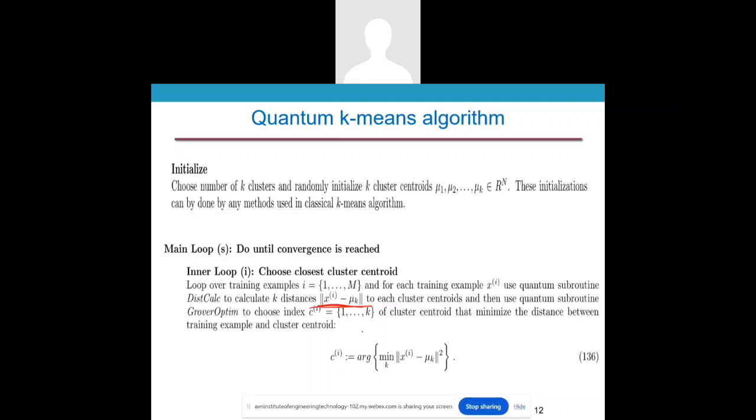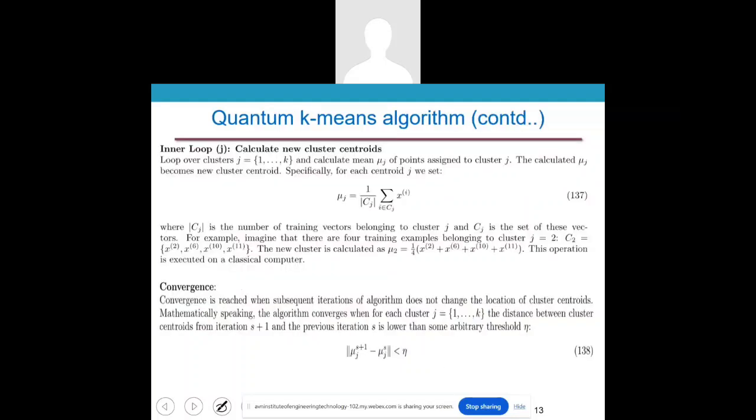So do it for each element and each centroid, because we want to do it. Then use the quantum subroutine, which is Grover optimization, to choose the index of the cluster centroid that minimizes the distance between the training sample and the cluster centroid. Okay, that's the calculation. Then in the inner loop, what's happening? Calculate new cluster centroids: loop over the clusters j equals 1 to k and calculate mu-j, the new centroid, based on the points assigned to that particular cluster.